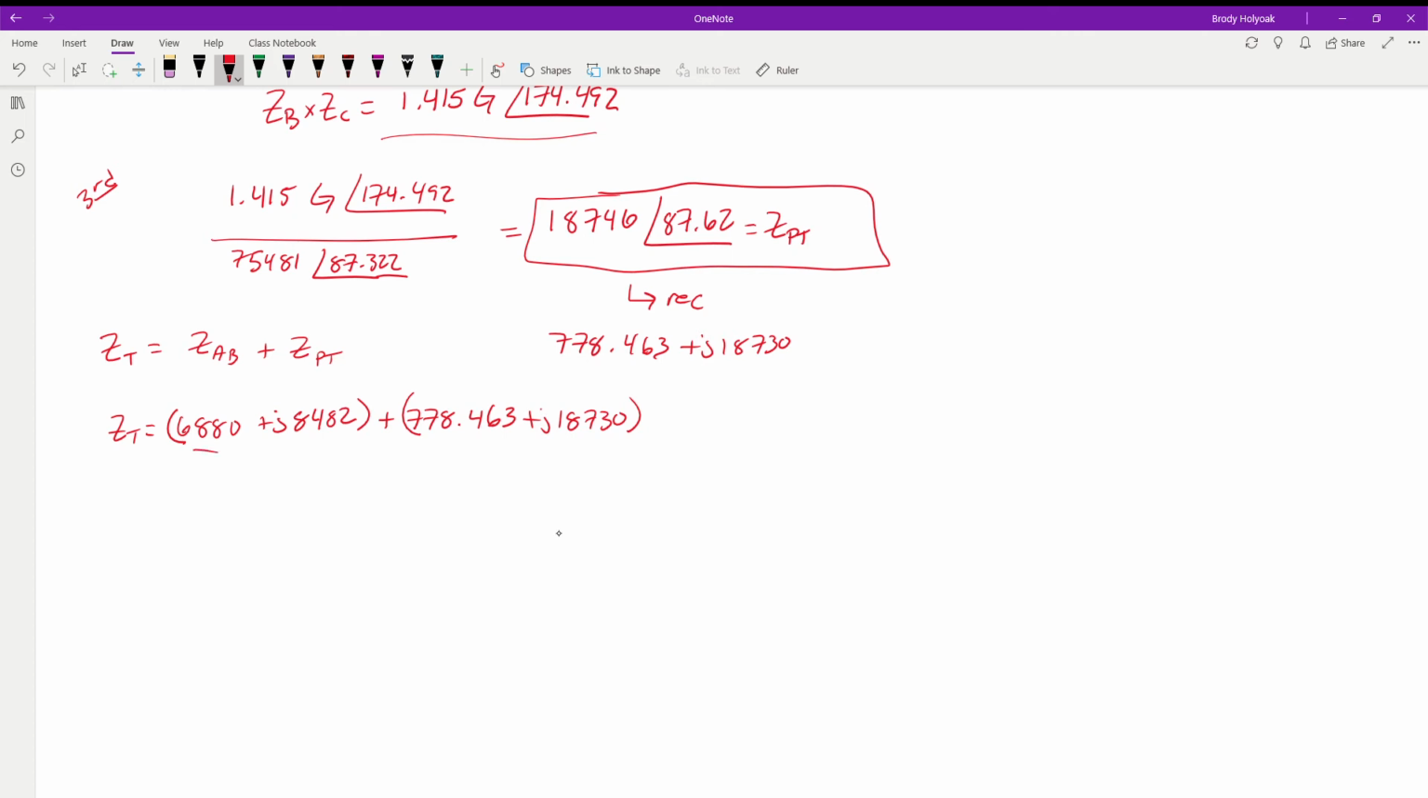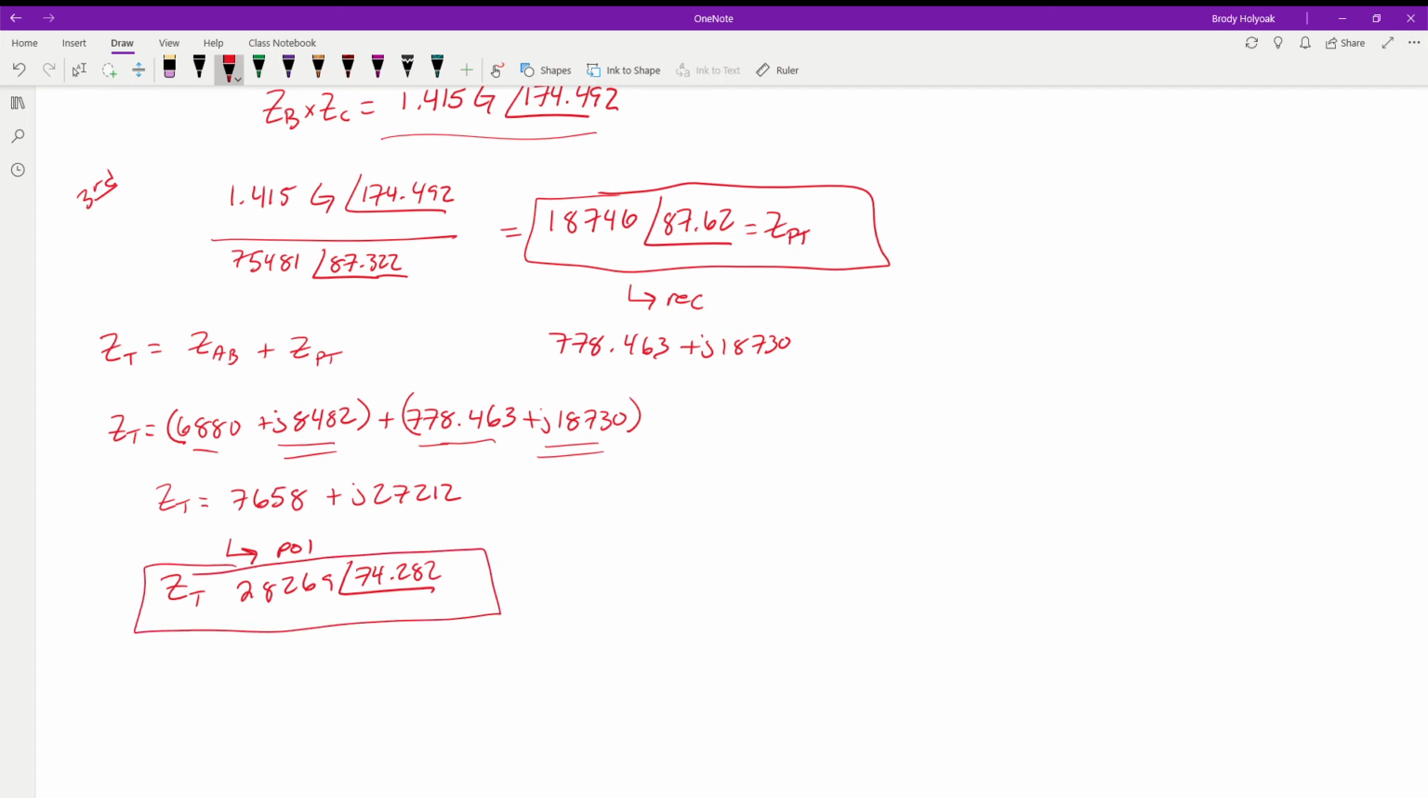Now again, we're going to add like terms together. And our Z total comes out to be, in rectangular notation, 7658 plus J of 27212. We're going to convert that to polar because we're going to need to divide this value. So we end up with 28,269 at an angle of 74.282 degrees.